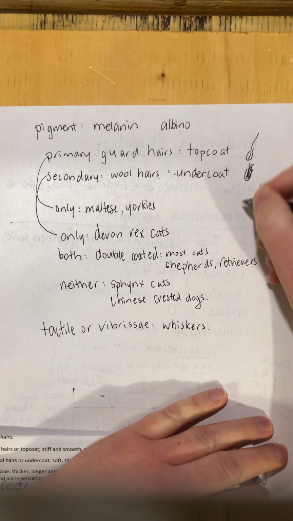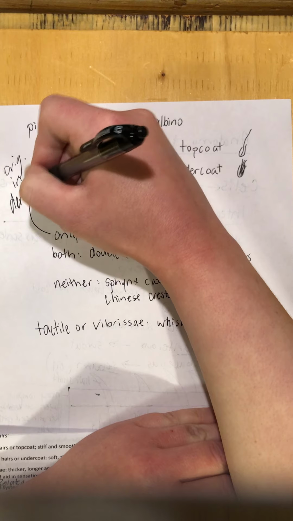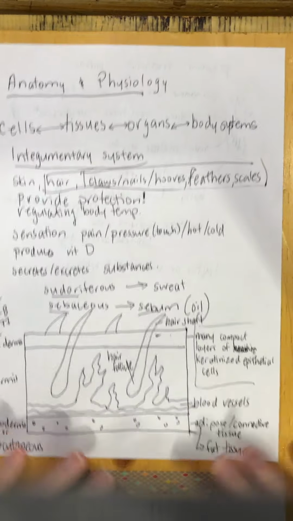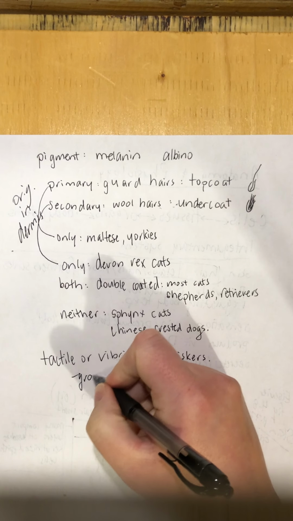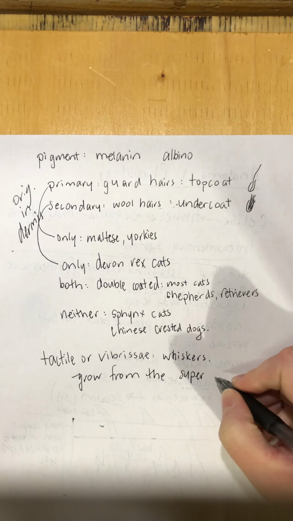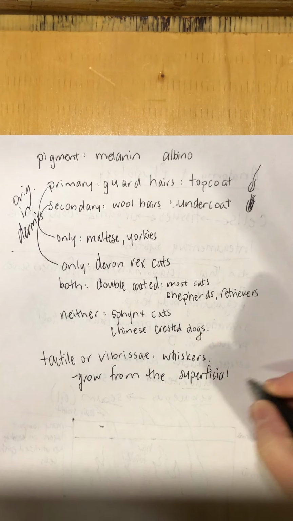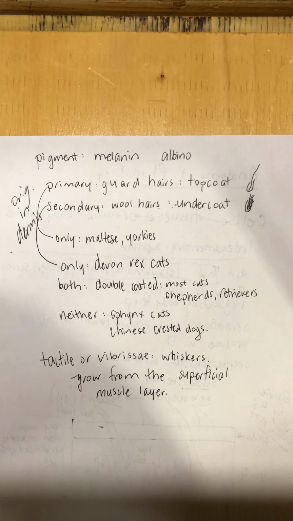So these hairs are different than the primary and the secondaries. So primary and secondary originate in the dermis. So that diagram I showed you over here, these would be secondary or primary hair follicles, okay? Vibrissae grow from the superficial muscle layer. So they're a lot deeper than your typical hairs.